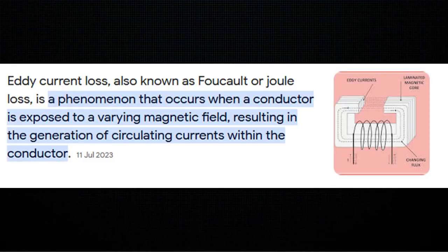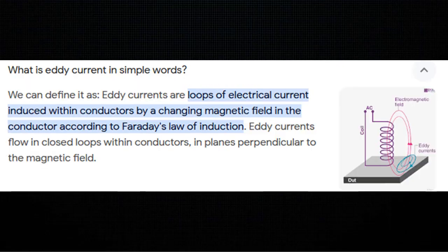Eddy current loss, also known as Joule losses, is a phenomenon that occurs when a conductor is exposed to a varying magnetic field, resulting in the generation of circulating currents within the conductor. But let's rather keep it to eddy current losses.